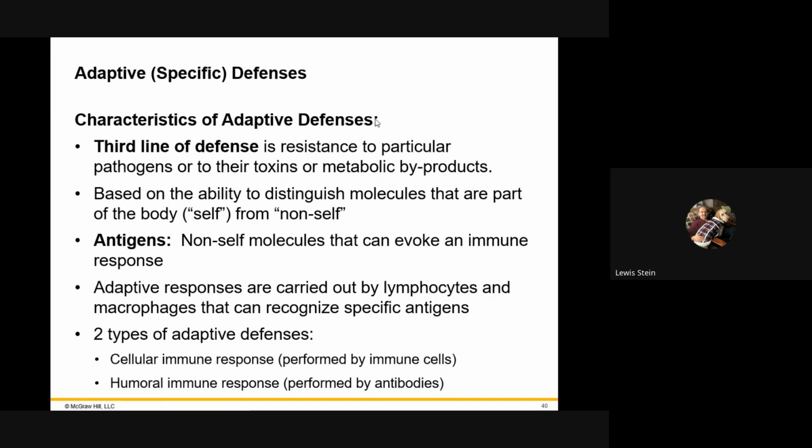This is the way to frame it. If it gets past the outer barriers, skin, mucous membranes, and it gets past all those cellular defenses and chemical defenses and inflammatory changes, now we've got a problem. Somehow it's going to get into the lymph system and get to a lymph node, or it's going to get into the bloodstream, or it's going to get into a cell, and it's going to be discovered. That's this portion of the defense we call the adaptive defense.